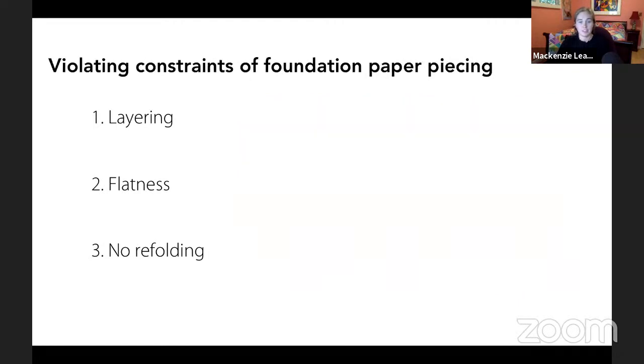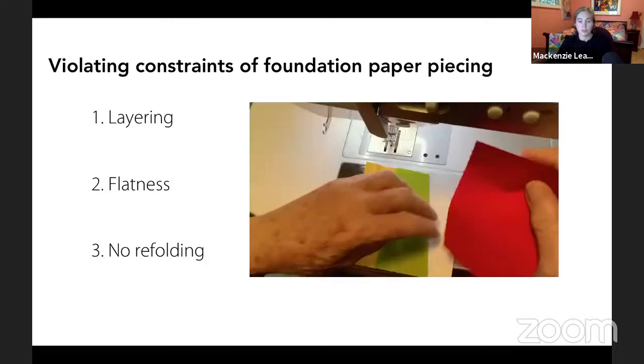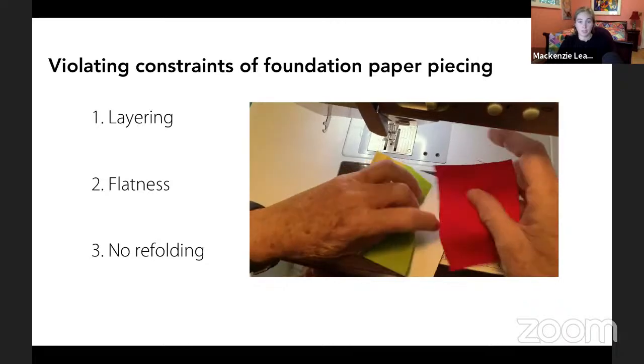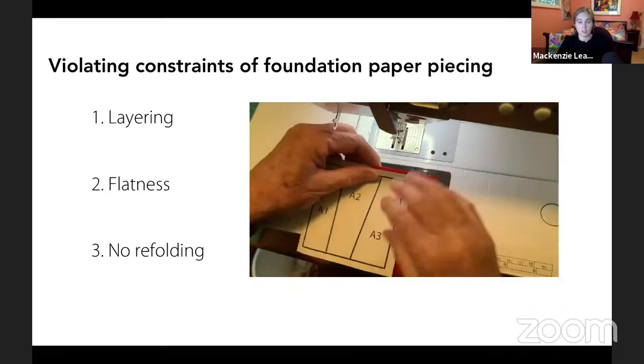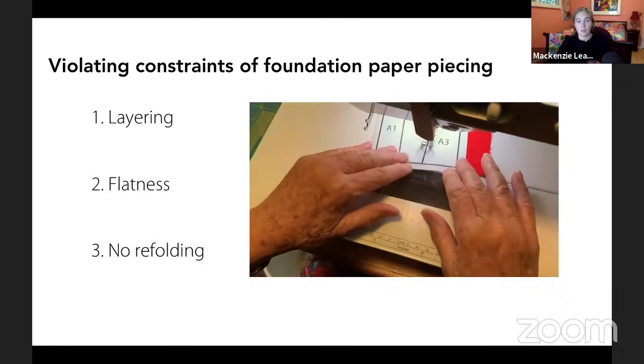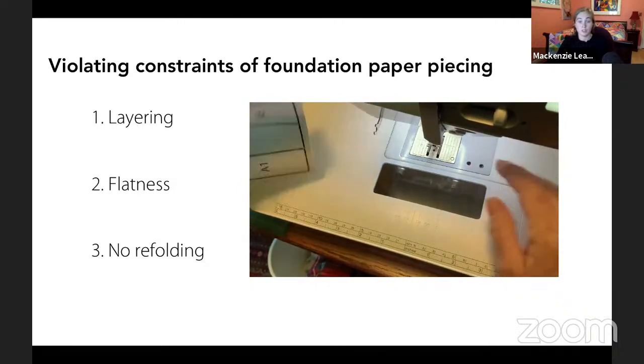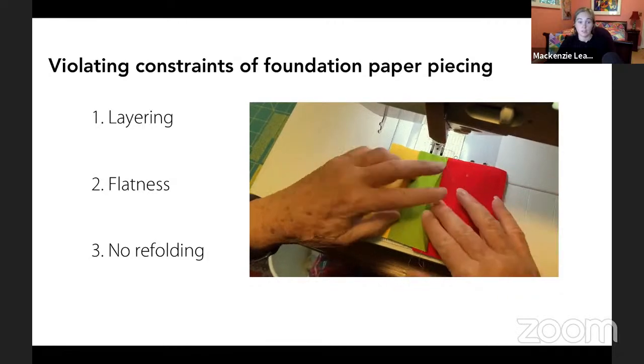But if I violate these constraints, I do not properly hide the stitching and seam allowances. So here on the right, I am violating the layering constraint. I attach the red piece incorrectly under the green piece instead of on top, and this results in the edges of the green fabric being exposed instead of hidden.